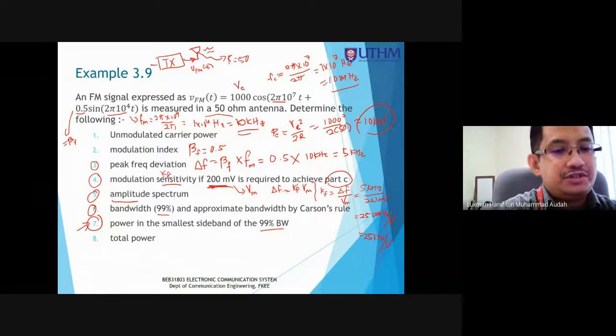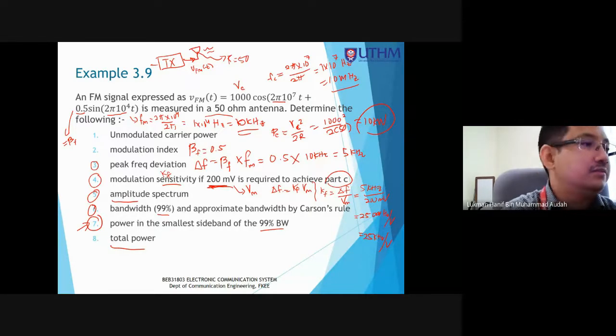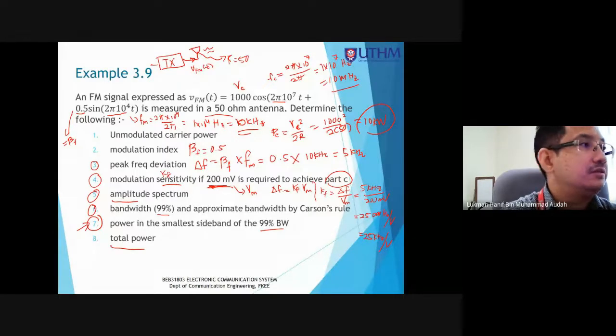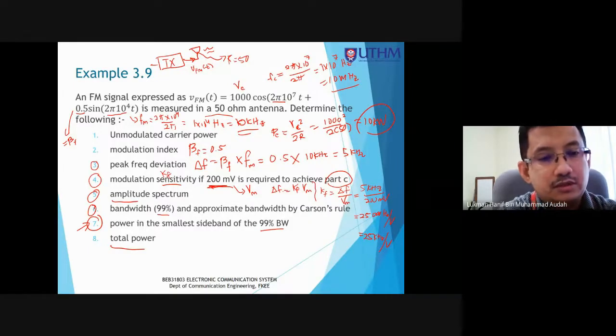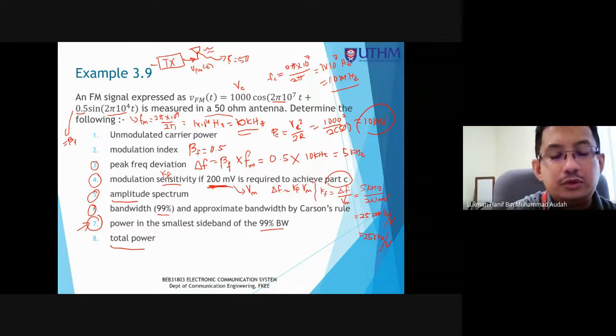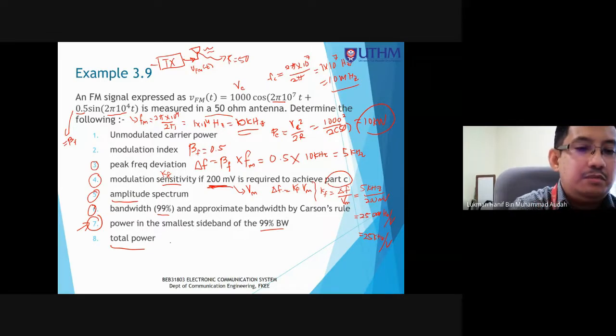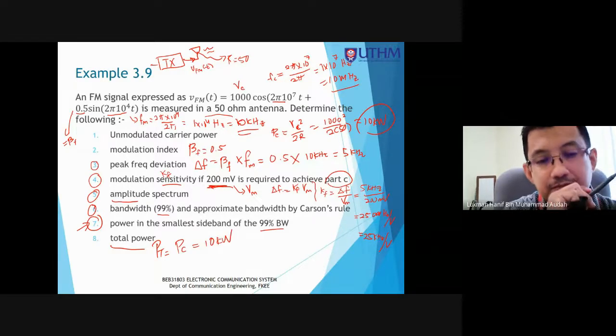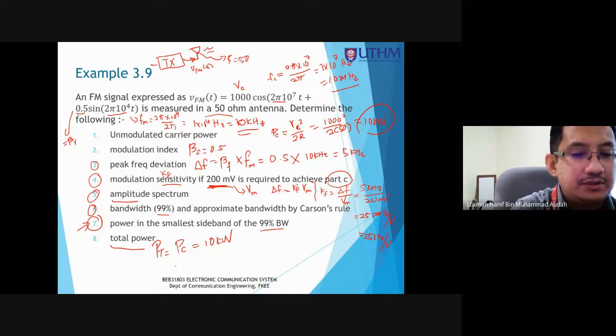So, the last question: find the total power. Okay. Find the total power. So, macam mana nak buat? Total power, find PT. PT is equal to PC, which is equal to 10 kilowatt. Okay. So, boleh juga kalau you nak buat seperti ini. You can also do like this.